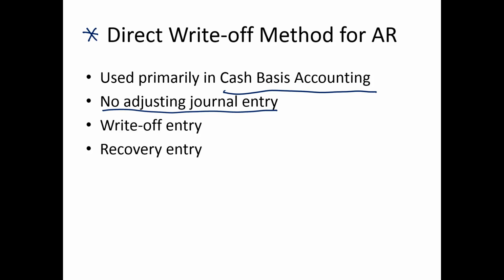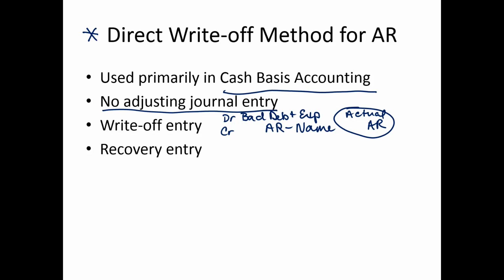Think about you and your personal life. This is basically the accounting we use. Thus, when we need to write off a particular account, we know that that particular account is not going to pay us. And at that time, when we read they've gone bankrupt or we just know they're never going to pay us back, we debit bad debt expense and we credit accounts receivable. I know your name and I don't like you anymore. And the amount here is for the actual amount of the account receivable that's being written off.